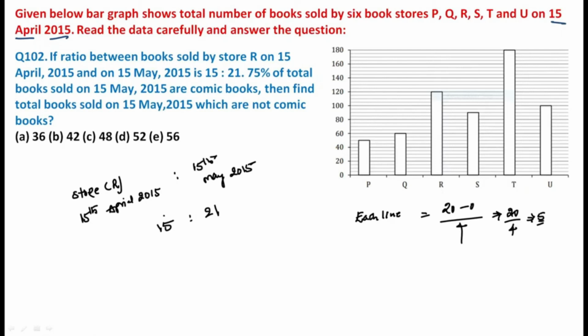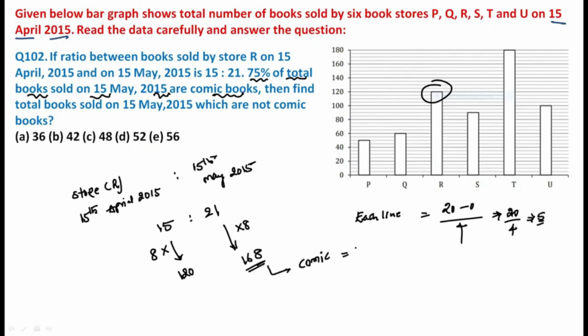On 15th April 2015, our store had a total of 120 books. If 15 becomes 120, each unit is multiplied by 8. Now for 15th May 2015, 21 into 8 gives 168 quantities. Now the question: 75% of the total books sold on May 15th, 2015 are comic. Out of 168, the comic percentage is 75 percent, which means 3 by 4th of the total quantities are comic.